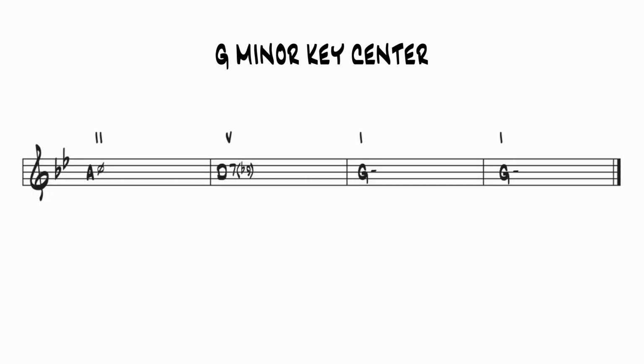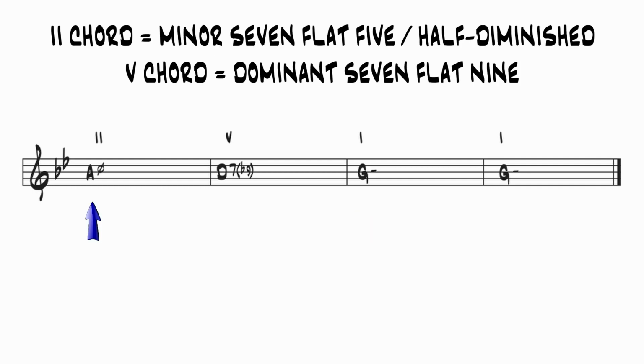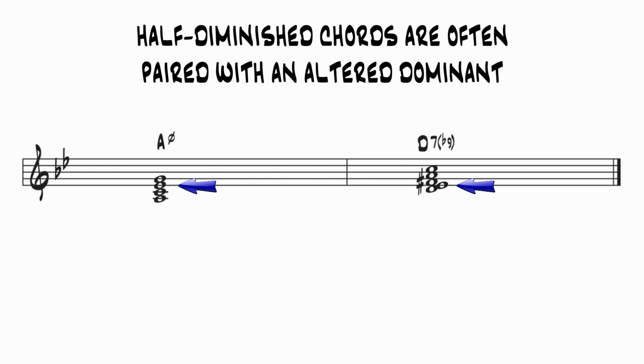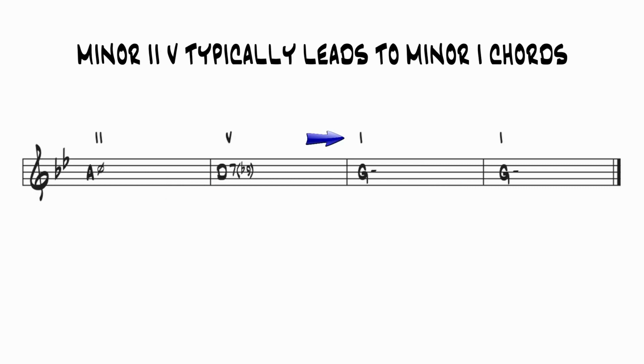The G minor key centers are defined by 3 chords, 2, 5, and 1 minor. The 2 chord is a minor 7 flat 5, which is also called a half diminished, and the 5 chord is a dominant 7 flat 9. The flat 5 on the 2 chord is the same note as the flat 9 on the 5 chord. That's why you often see a half diminished chord paired with an altered dominant. We call this a minor 2-5, and it is what you typically see leading to a minor 1 chord.